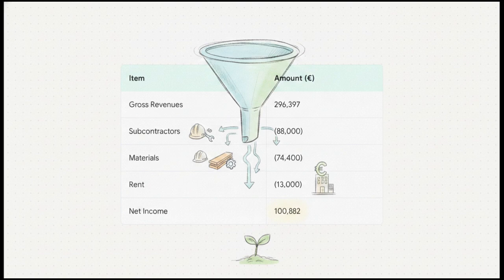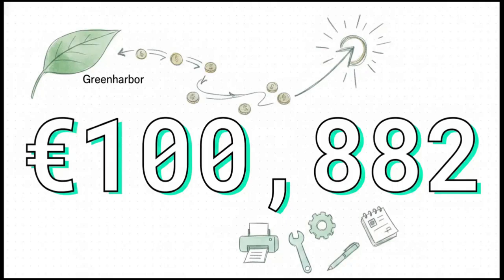But running a business isn't free. As we move down the statement, you can see those top-line revenues getting steadily chipped away by various business expenses, totaling over 195,000 euros. So, after paying for literally everything, from subcontractors down to printer paper, Green Harbor walked away with exactly 100,882 euros in net income. That is the bottom line. It's the ultimate measure of their entire year's worth of daily effort.